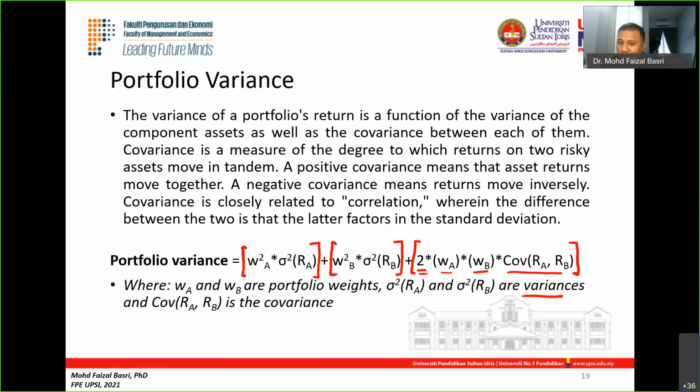Okay, so even though we might have a negative covariance here, remember our portfolio variance will give us a positive value. Always a positive value. So if you get a negative variance, you cannot calculate the standard deviation. Therefore, you might have something wrong with your calculations.